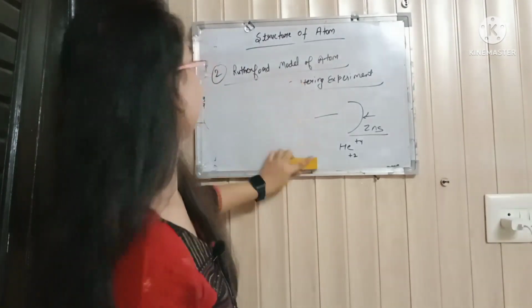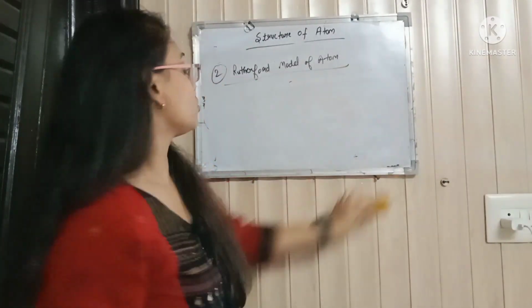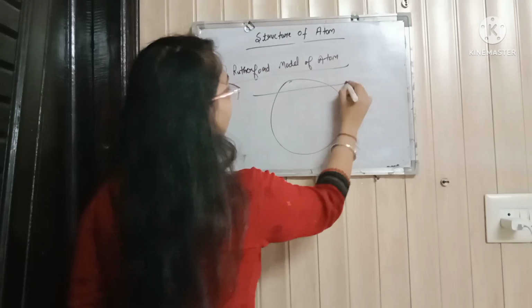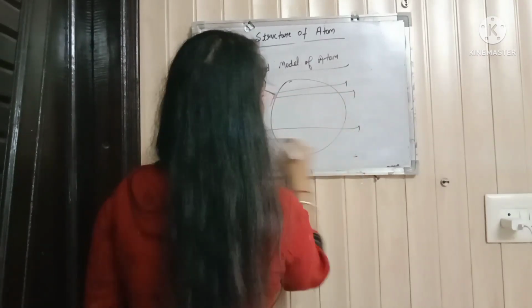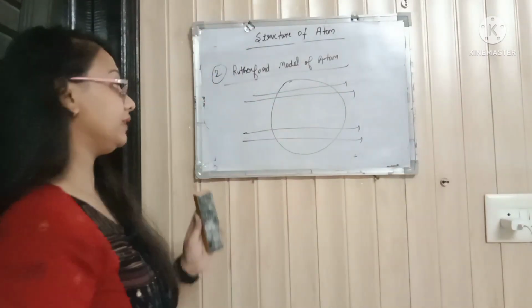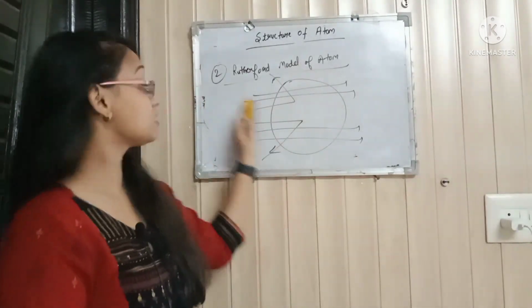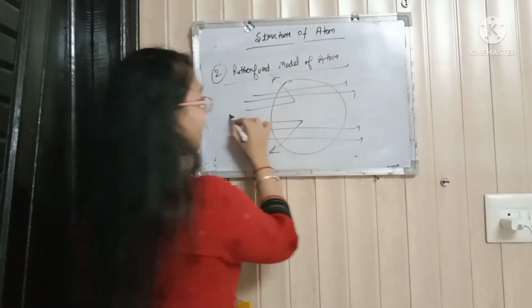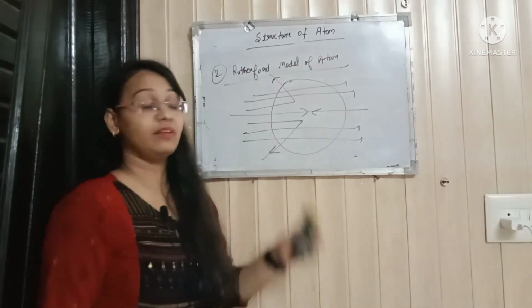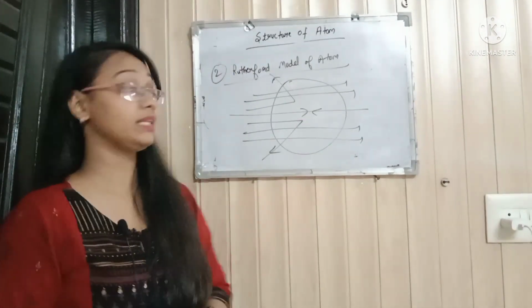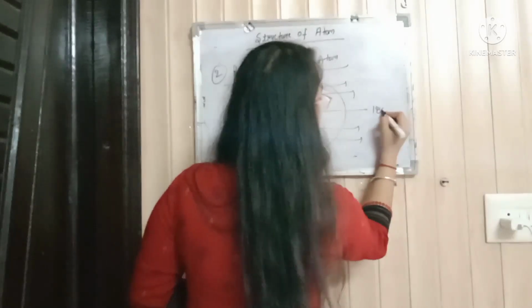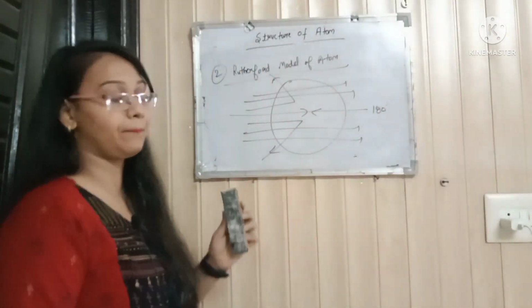Let's talk about them. Most of the alpha particles go undeflected. They didn't deflect from anything. Some deflect at a small angle. And very few, 1 out of 12,000, deflect at 180 degrees. Means they just go and come back.